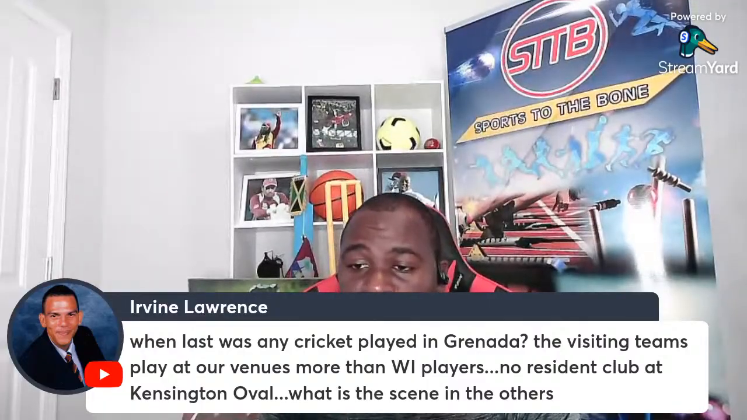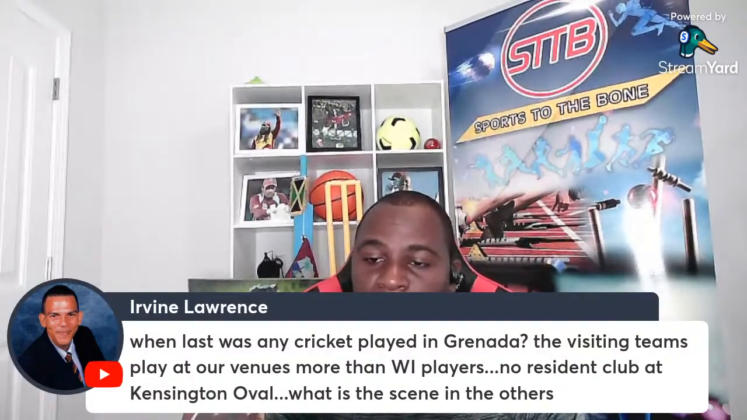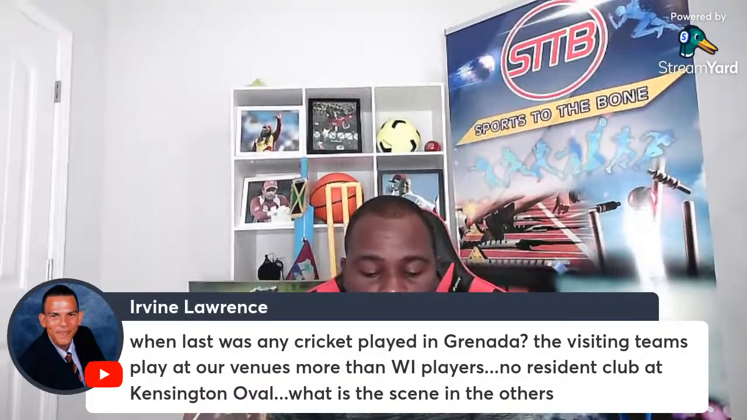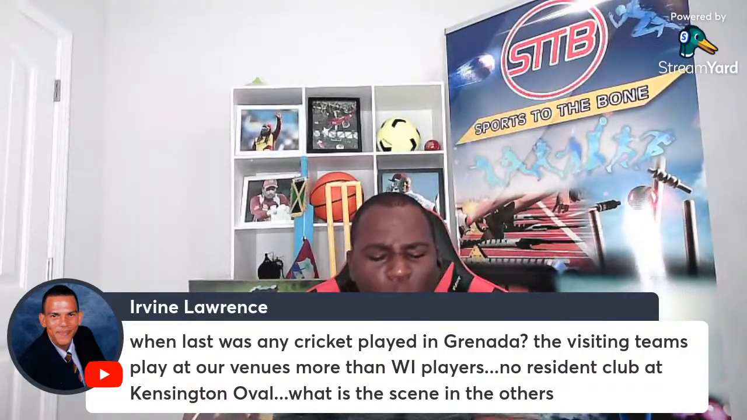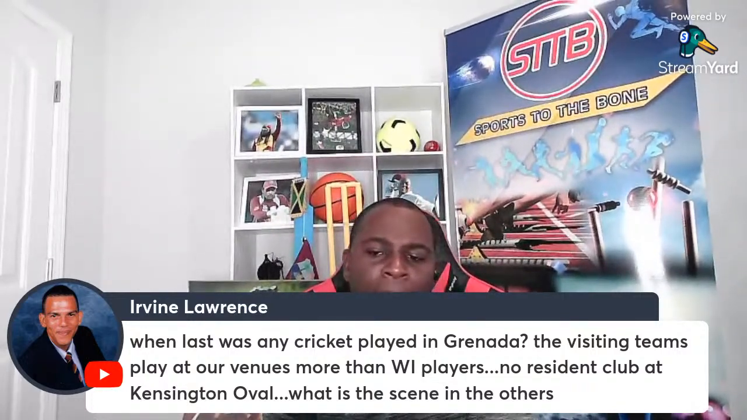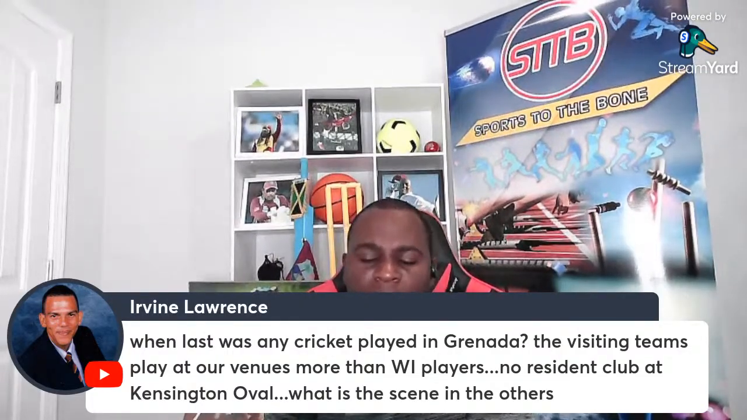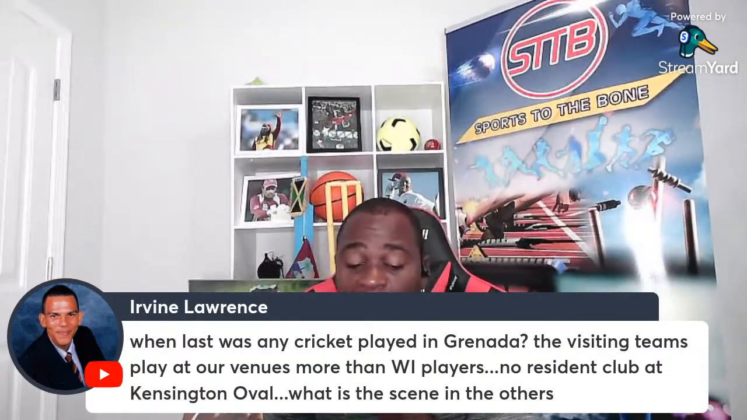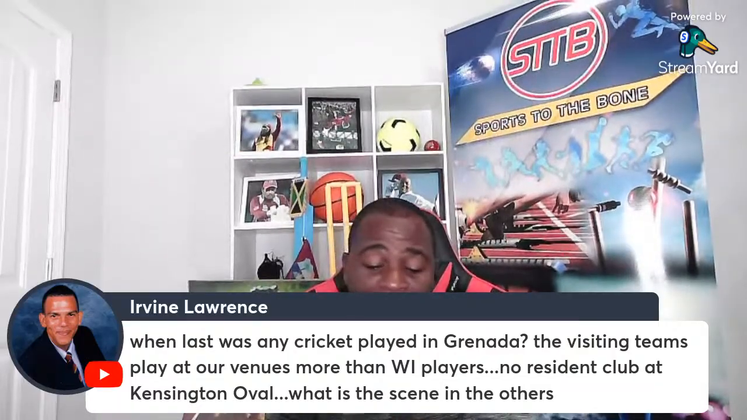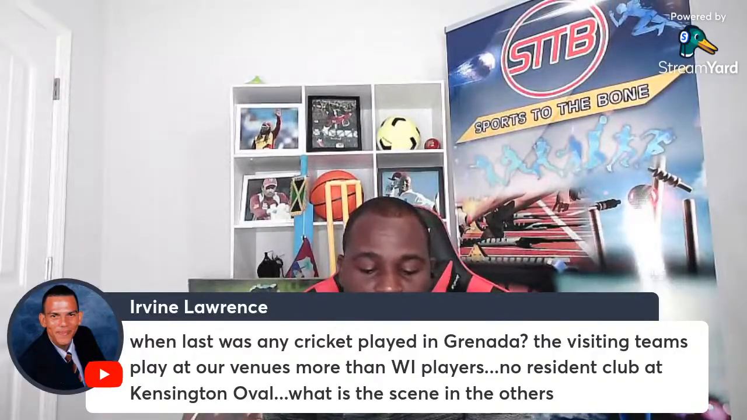When last was any cricket played in Grenada? We haven't played. Here goes. Oh, very good ball. Yeah, we haven't played any cricket there in Grenada in a little while. I think it was yesterday. I was reading an article and they were saying that we haven't had cricket there in a little while, especially red ball cricket, test cricket. We usually have white ball cricket going on there, but it's been a little while.